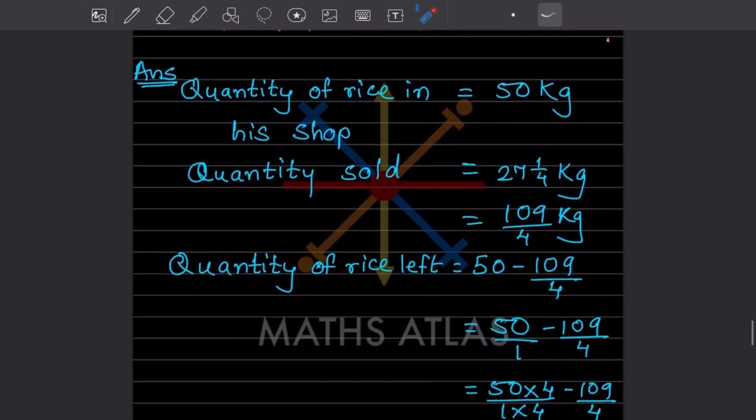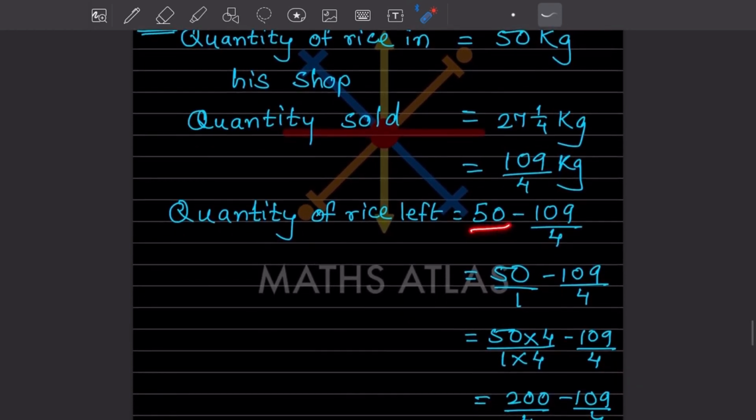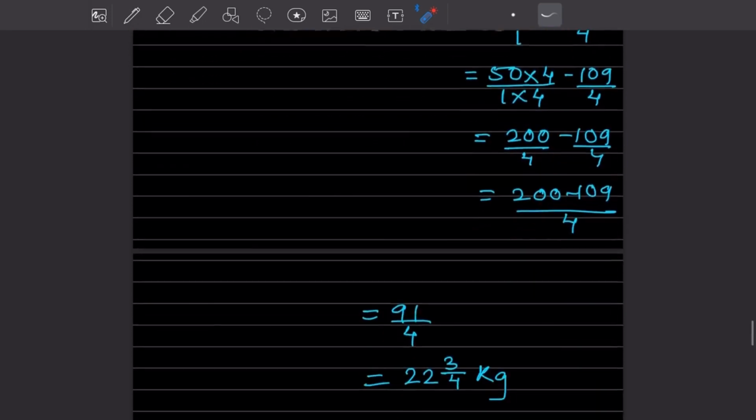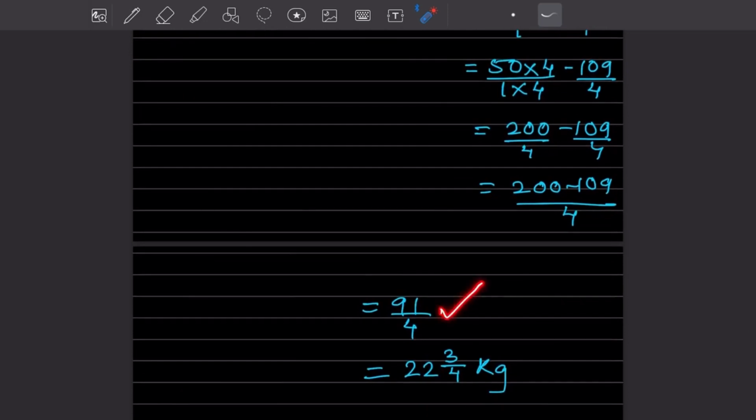So when you do this again, what are you going to do? Here you are going to write 50 over 1 for your convenience. Now look here, the LCM will be 4. So look at this step: I multiplied this by 4 because the LCM is 4, so this also should be multiplied by 4. So this is going to be 200 minus 109 divided by 4, so that will be 91 by 4.